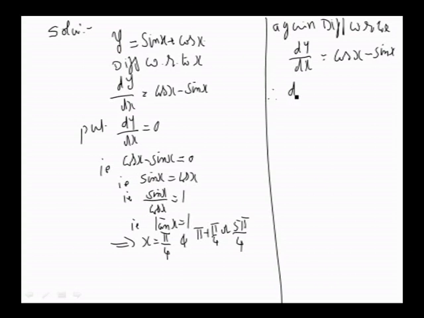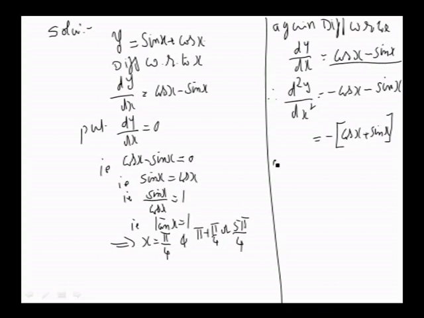Therefore, d squared y by dx squared is equal to minus cos x minus (cos x minus sin x). So this is equal to minus cos x plus sin x. See here, minus is there, minus in the place of sin x. Derivative of sin x is cos x. Here cos x is there, derivative of cos x is minus sin x. I have taken a minus outside: minus (cos x plus sin x).